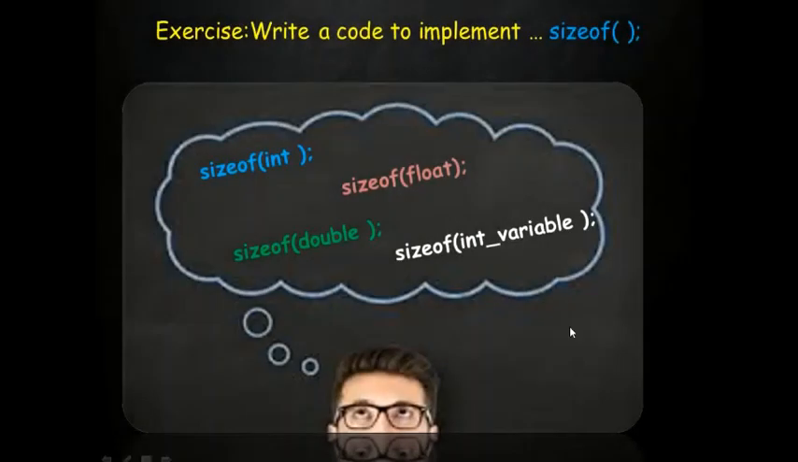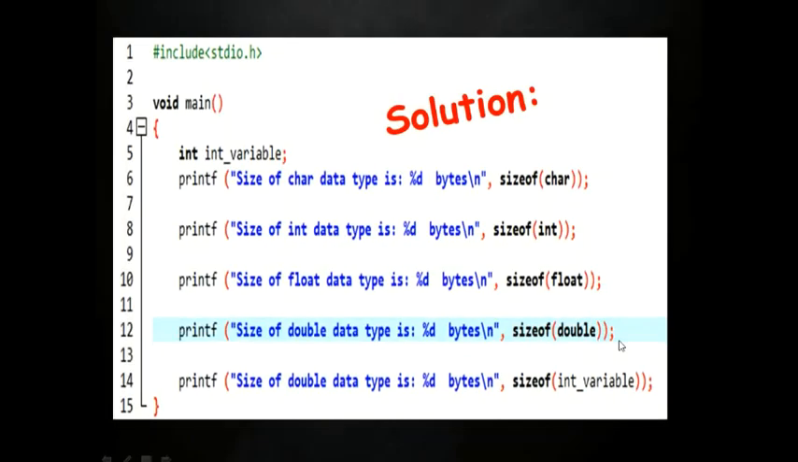So now you can write a small code to implement sizeof. Check the size of int on your system, check the size of float, check the size of double, and declare an integer variable and check the size of that particular integer variable. Are you getting my point? You have to write a code to demonstrate sizeof. So this is the code. You can see the solution.